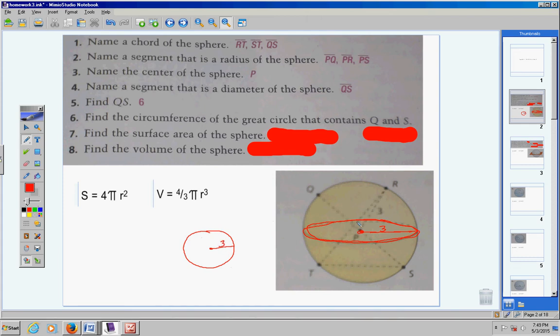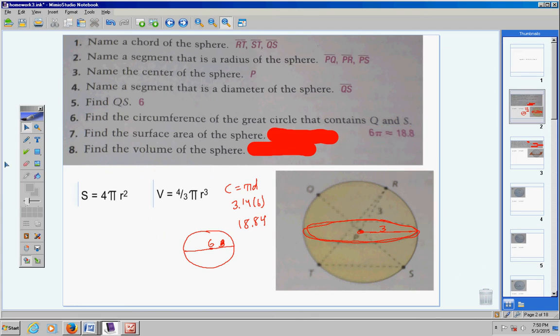Look. If from the center to this edge is 3, then definitely the center from here to the edge has to be 3. So if the radius is 3, the diameter would then be 6. Why does that matter? Because circumference is pi d. So I'm going to take 3.14 times the diameter, which is 6, and you'll get 18.84. Alright. Moving on to number 7.